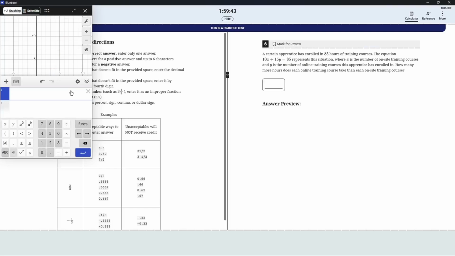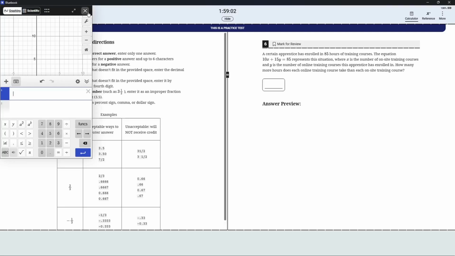So this question says a certain apprentice has enrolled in 85 hours of training courses. The equation 10x plus 15y equals 85 represents the situation where x is the number of on-site training courses and y is the number of online training courses this apprentice has enrolled in. How many more hours does each online training course take than each on-site training course?